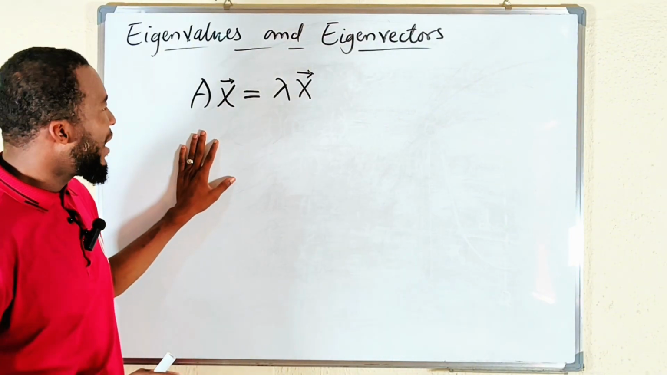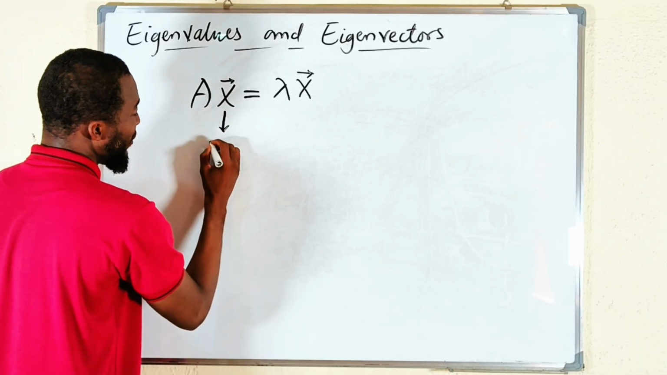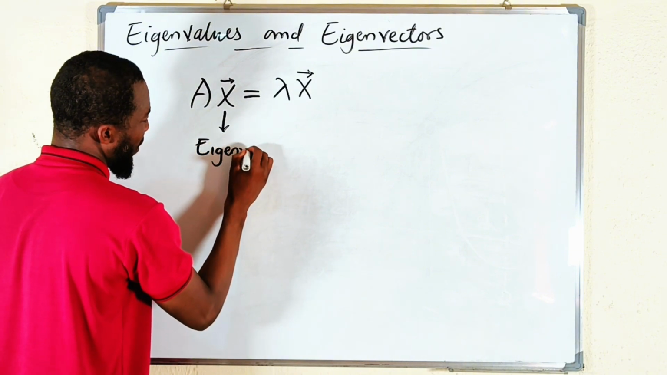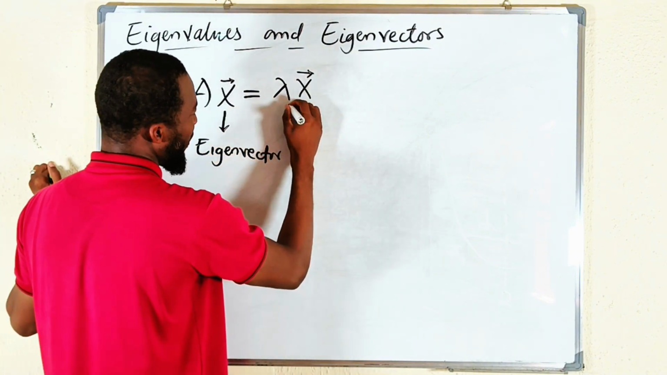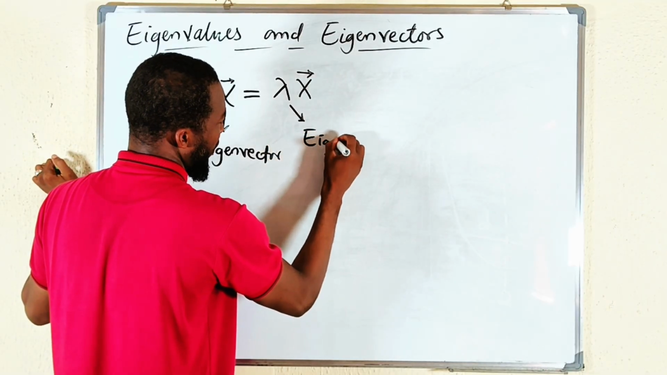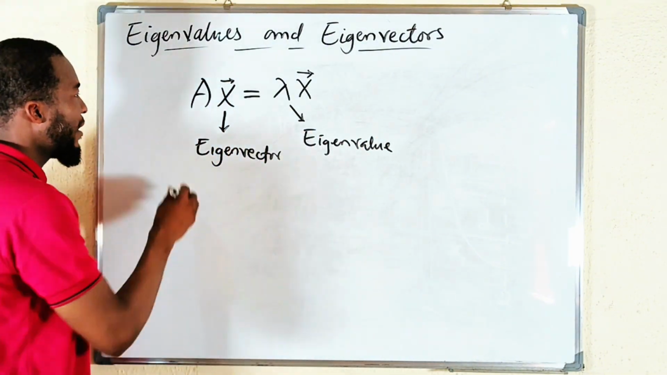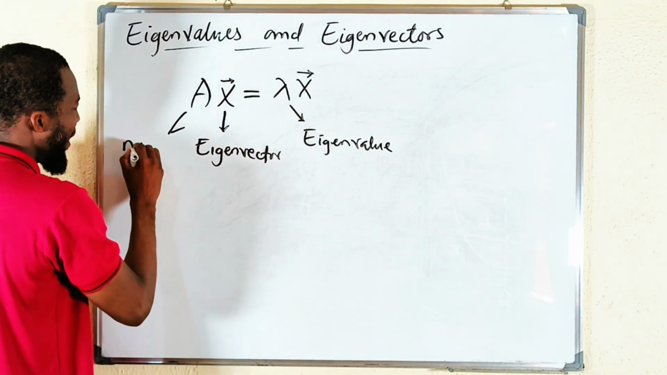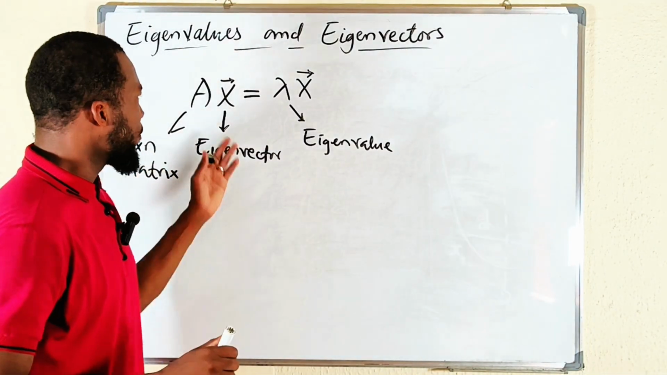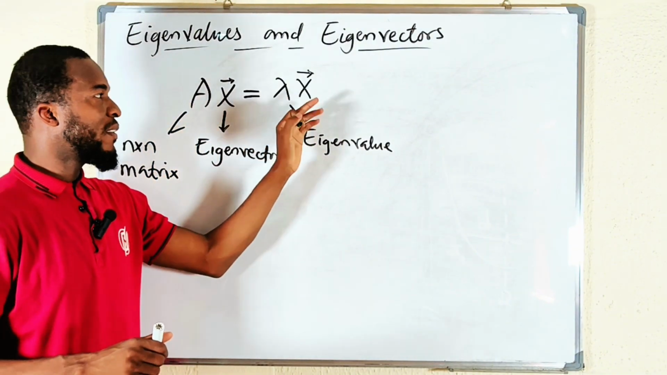So let's see how we can find eigenvalues. Okay, let me write it here for you to see. This one here is the what? Eigenvector, while this lambda here, which is a constant, is the what? Eigenvalue of this particular matrix. And this particular matrix has to be an n by n matrix. Take note of that.